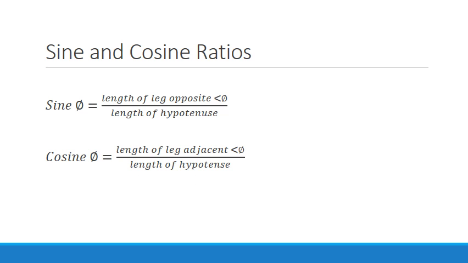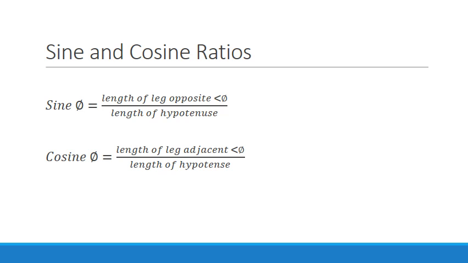So here are the sine and cosine ratios. For the sine ratio, sine of angle theta, remember theta is just the angle you're working from, some general, non-specific angle. For sine, we always compare the length of the leg opposite the angle theta, or the given angle, to the length of the hypotenuse. The cosine ratio is the length of the leg adjacent to angle theta compared to the length of the hypotenuse.